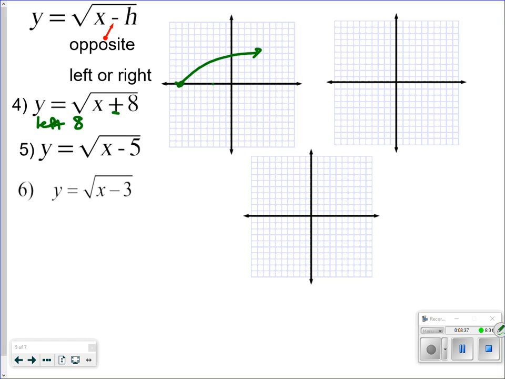So your h number, opposite of positive 8, is negative 8. There is no plus k number sitting in the back, so it's as if we had a 0. So your center is located at negative 8, 0.